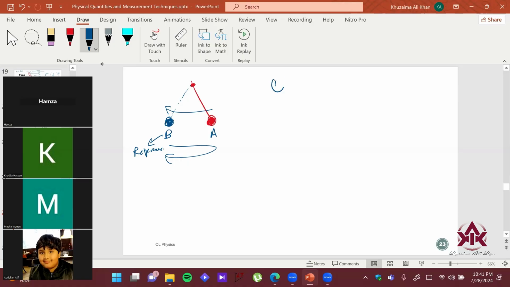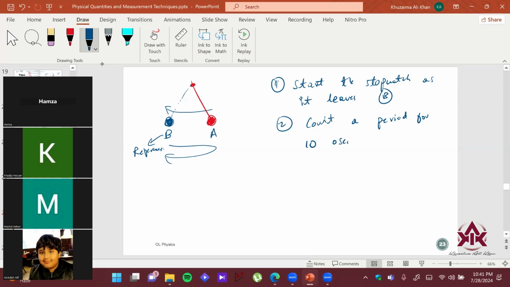So what is the algorithm over here? As soon as it leaves B, we're going to start the stopwatch. As it leaves point B, and as soon as it comes back, this is one oscillation. So we're going to keep counting at least 10 oscillations. So count the period for 10 oscillations.